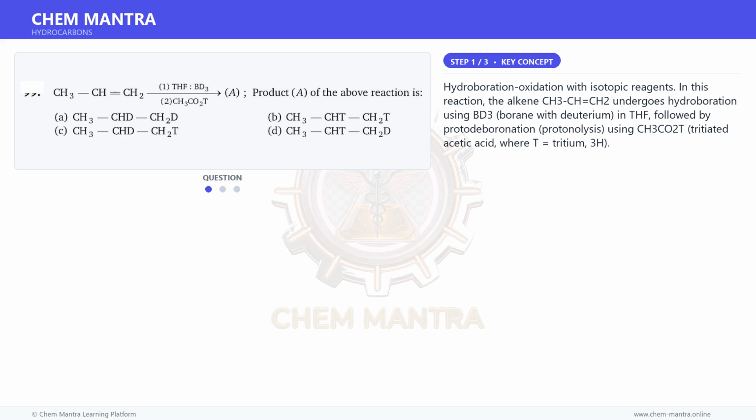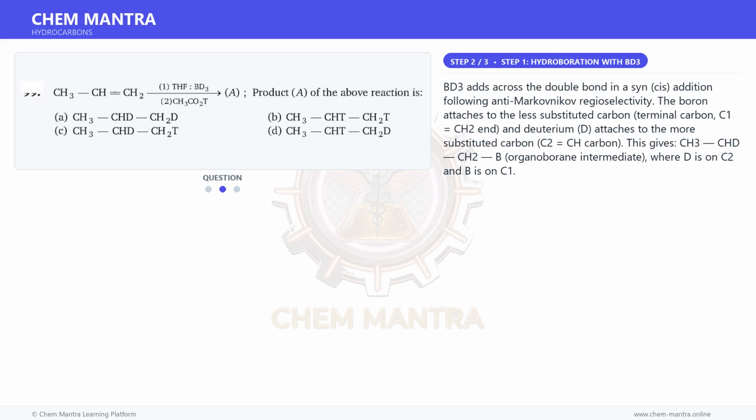Hydroboration-oxidation with isotopic reagents. In this reaction, the alkene CH3-CH=CH2 undergoes hydroboration using BD3, borane with deuterium, in THF, followed by protodeboronation, protonolysis, using CH3CO2T, tritiated acetic acid, where T is tritium, 3H. Moving on to the next step.